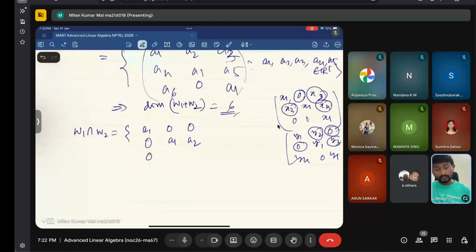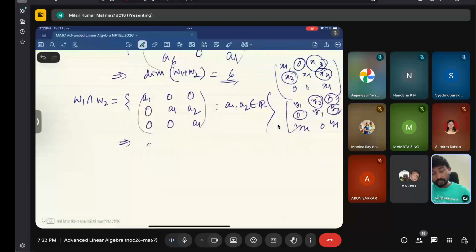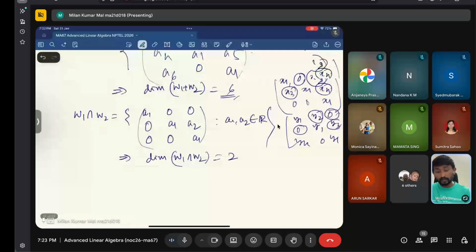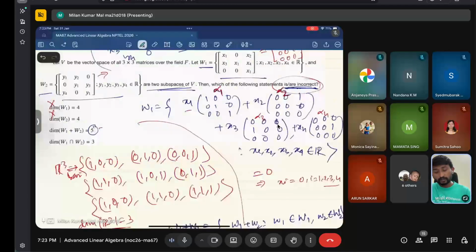So here A1 and A2 are coming. They are free. This is W1 intersection W2. A1, A2 are free, which says that the dimension of W1 intersection W2 equals 2. So the answer should be 6 and that should be 2 if the option were correct. But this is not the case, so these are the incorrect options. Here it is asked which are the incorrect options, so this is not correct.